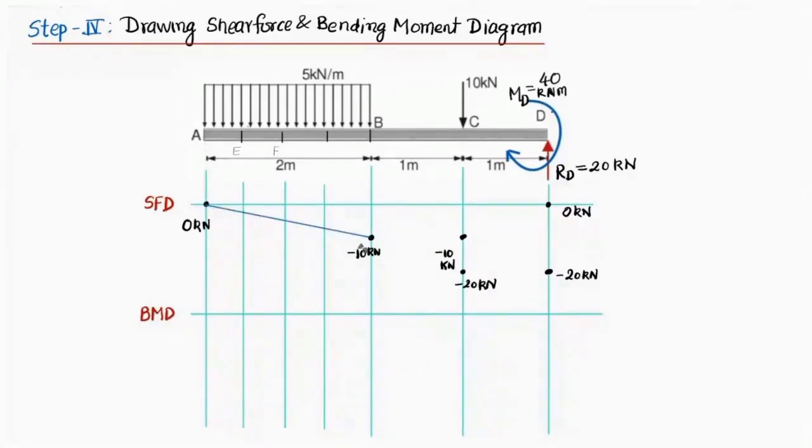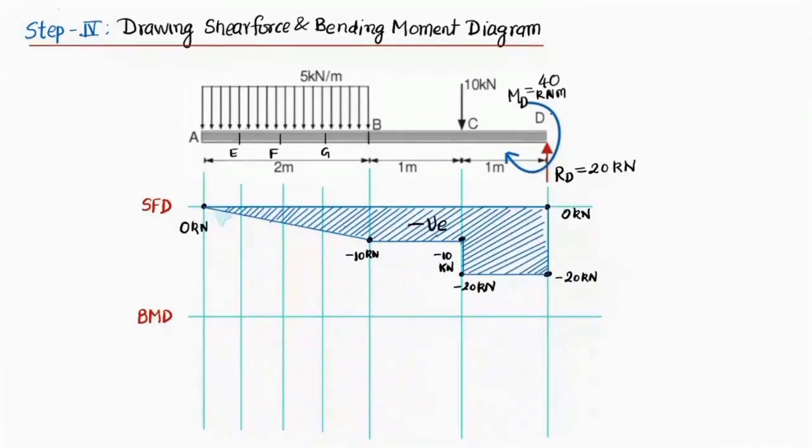So it goes from 0 to minus 10 from point A to B. From point B to just left of point C, it remains minus 10. At point C, from just left to just right, it goes from minus 10 to minus 20. Just right of point C to just left of point D, it remains minus 20. And from just left of point D to just right of point D, it goes from minus 20 to 0. So this is the variation of shear forces along the length of the beam. This diagram is called the shear force diagram.